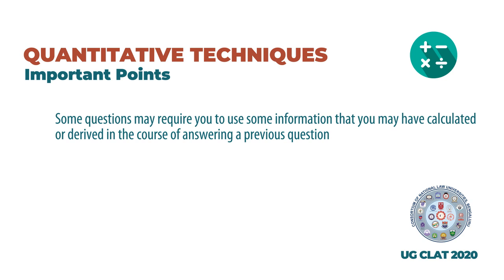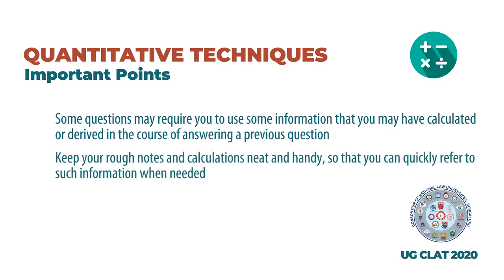Quite often, a later question in any set of questions in the Quantitative Techniques section of the UG CLAT 2020 will require you to use some information that you may have calculated or derived in the course of answering a previous question. Since this is the case, it is important that you keep your rough notes and calculations neat and handy so that you can quickly refer to such information when needed.